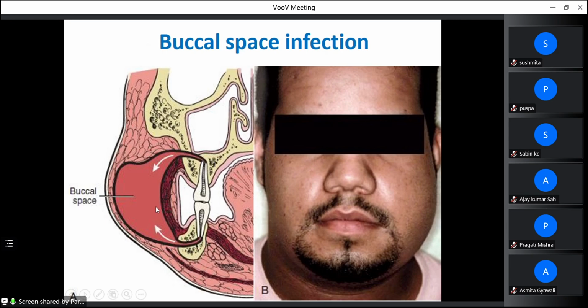Buccal space infection may spread from either the maxillary tooth or the mandibular tooth. Whenever there is buccal space infection, there is a large amount of areolar tissue or buccal fat pad, so it can hold more edematous fluid, and even a simple infection will lead to huge swelling.